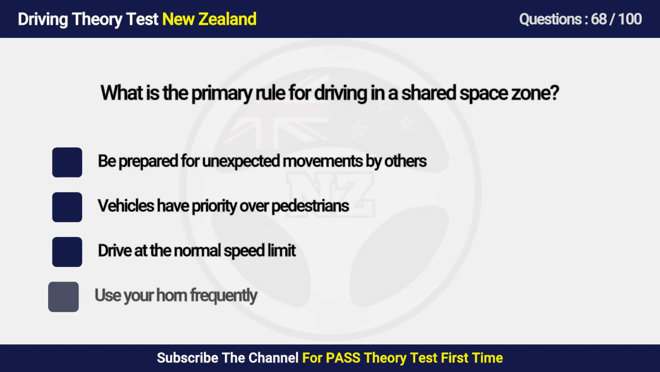Question 68. What is the primary rule for driving in a shared space zone? A, be prepared for unexpected movements by others. B, vehicles have priority over pedestrians. C, drive at the normal speed limit. D, use your horn frequently.